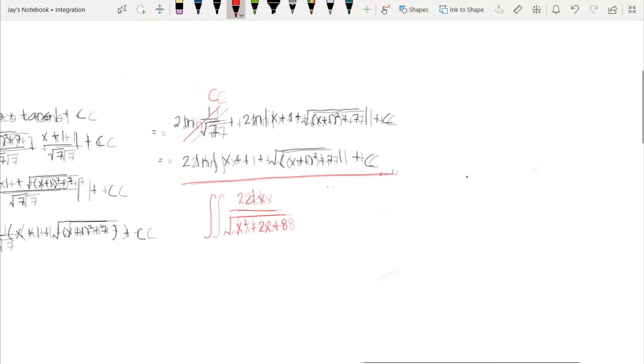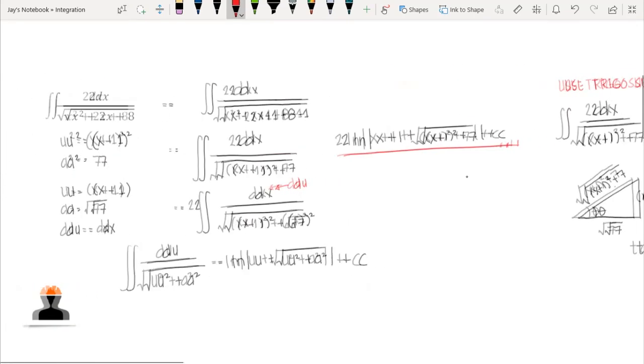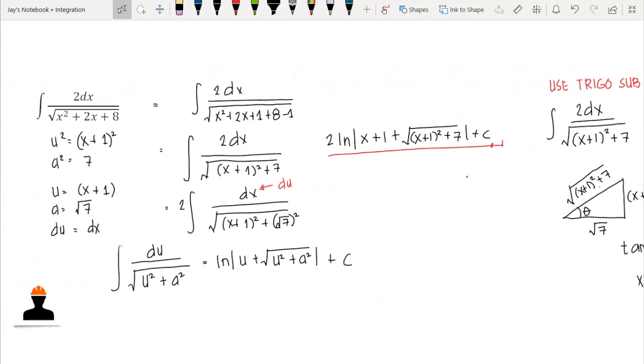Okay, so again, you can use trigonometric substitution, or you can use directly this rule here. However, I would suggest you know how to use both ways, or how to use the conventional ways. You should have a backup plan in case you forget the integration rule. At least you know how to solve it using the conventional way.